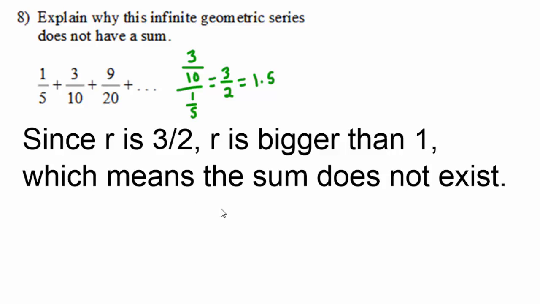Another explanation you could give that we talked about is that each of our numbers in our sum here is going up in value, like 3/10 is more than a fifth, 9/20 is more than 3/10, and that pattern will continue. So because each number is going up, that means the sum does not exist.